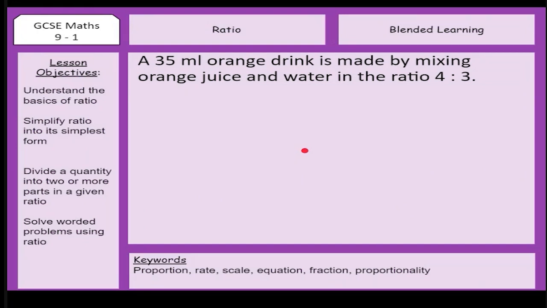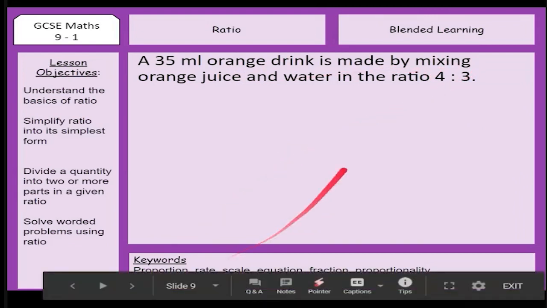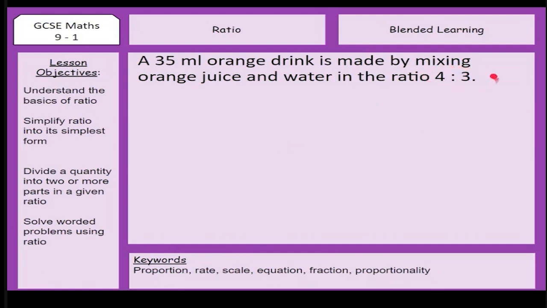Let's have a look at this next example. A 35 milliliter orange drink is made by mixing orange juice and water in the ratio of 4 to 3. So these ratios added together equal the whole of the orange drink. Yeah? So the orange juice, which is 4 parts, and the water, which is 3 parts, added together make up the whole 35 milliliter orange drink.